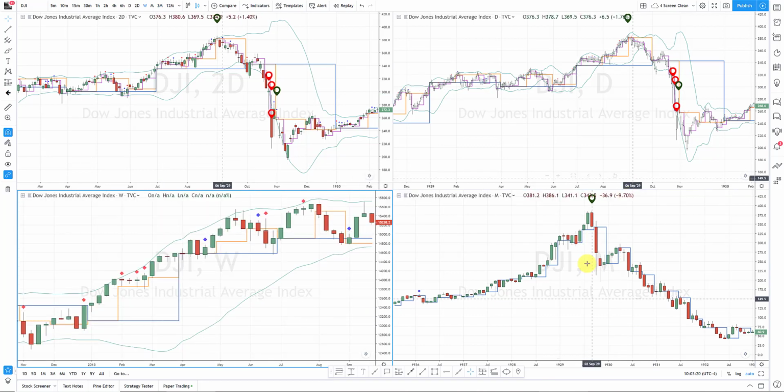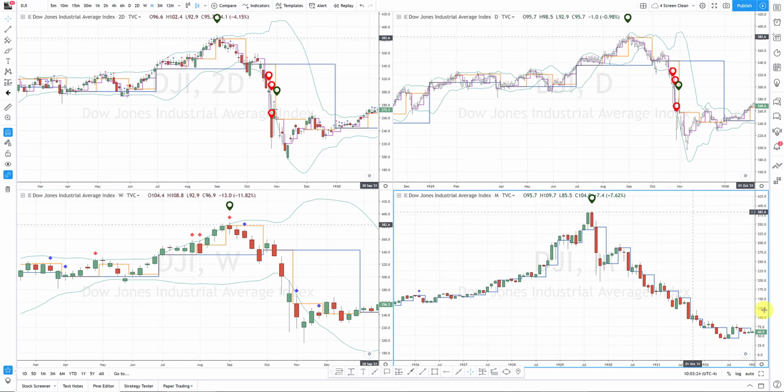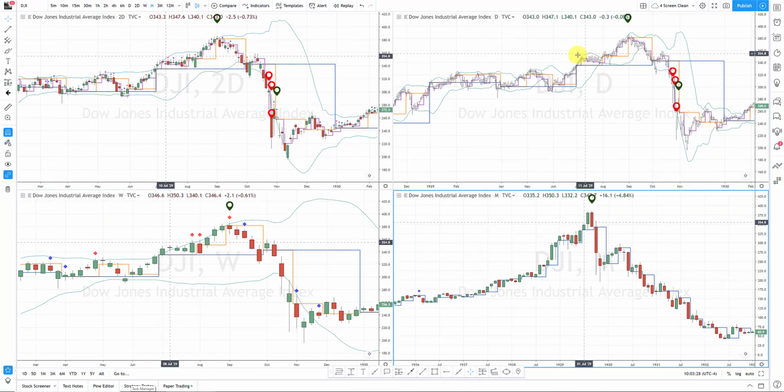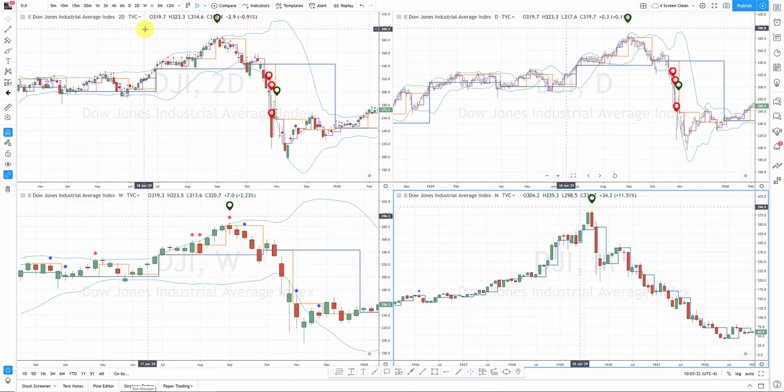Okay. On the bottom right hand corner, we have the monthly chart. On the bottom left hand corner, we have the weekly chart. On the top right, we have our daily chart. On the top left, we have a 2-day chart. So here again is the importance of examining price using multiple time scales.